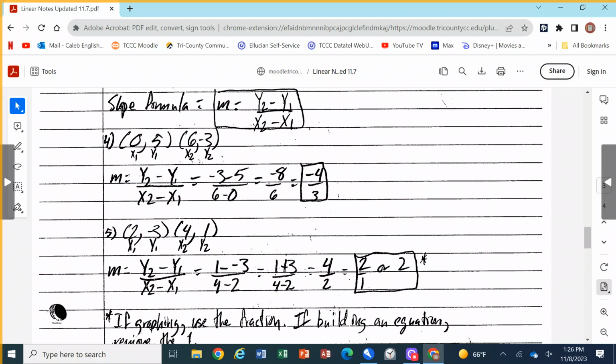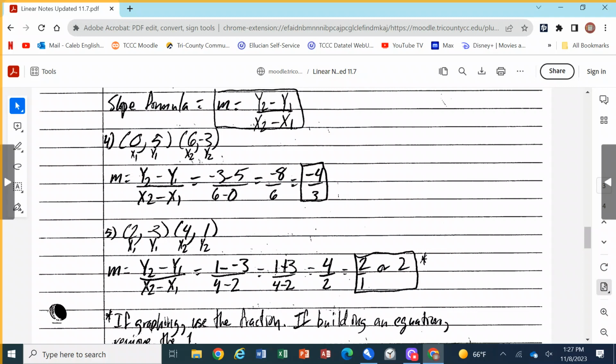All right, so number 4, we've got 0, 5, and 6, -3 as our 2 points. When you are finding slope, it helps to label your 4 parts. x1, y1 for the first ordered pair, x2, y2 for the second ordered pair. So when you put them in the formula, it's easier to get it aligned. So y2 is -3, so that's going to go in first. Minus 5, so that's going to go in there. Over x2 minus x1, which is 6 minus 0.